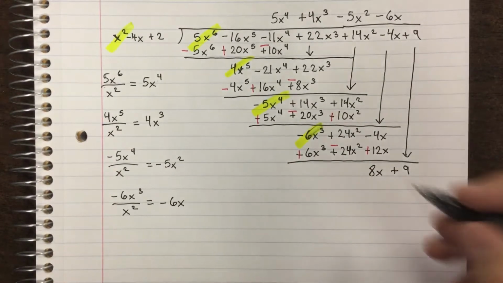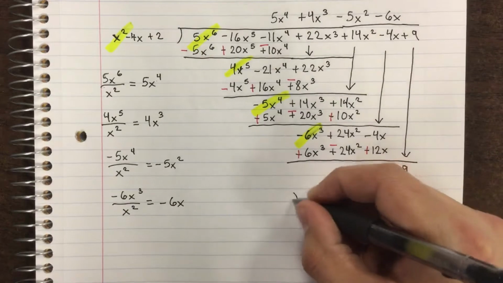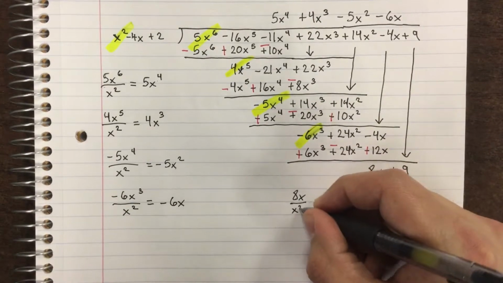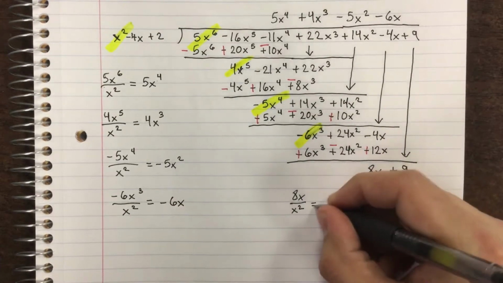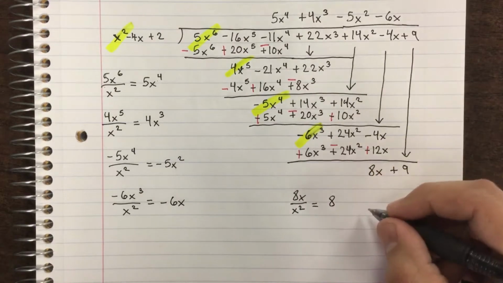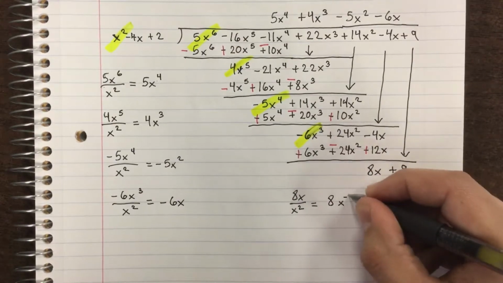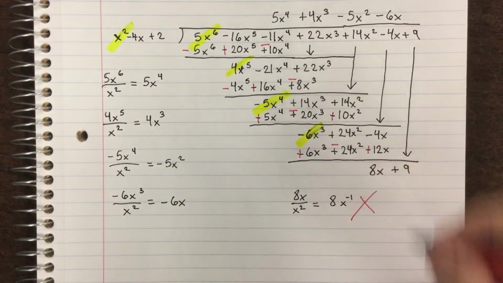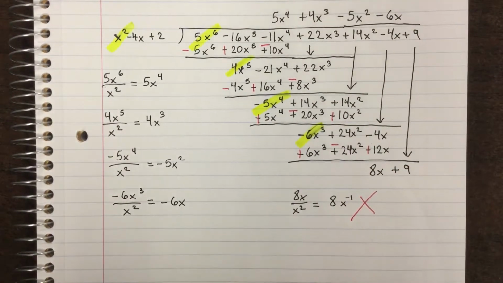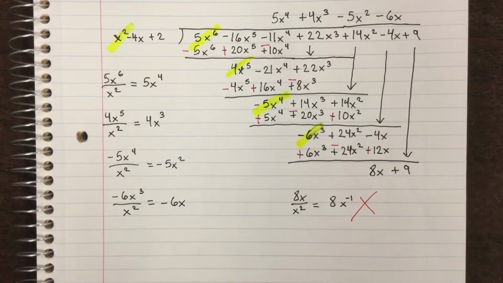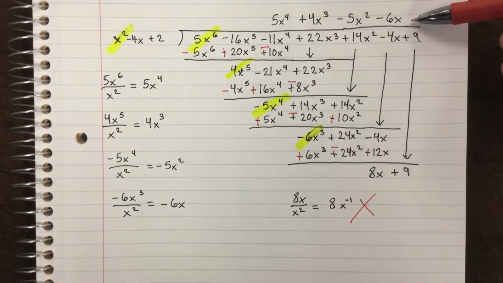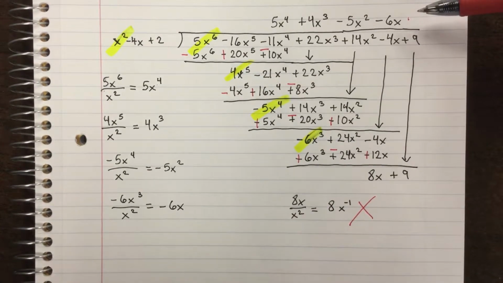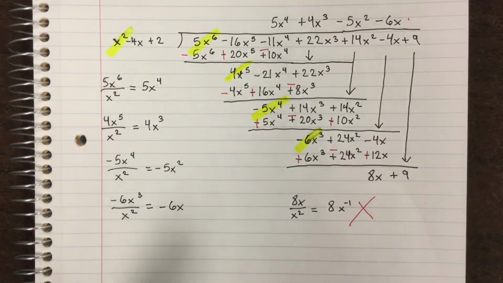Why? If I try to take this first term, 8x divided by x squared, and I do the math like we've been doing, that would be 8x to the negative 1. We do not want to have that happening. Okay, we don't want a negative exponent. So when that happens, you're done. So yeah, we don't have a constant here, but that's fine. It's okay if we don't have a constant. That just means we're going to be done quicker.